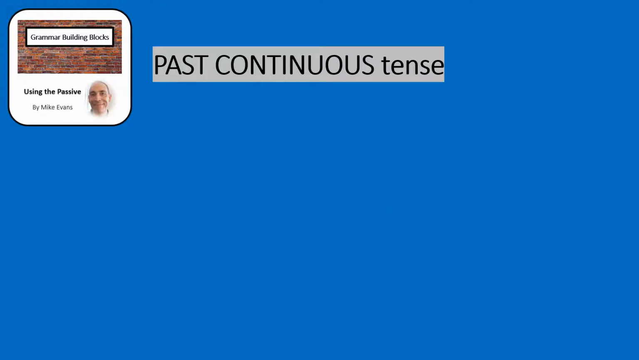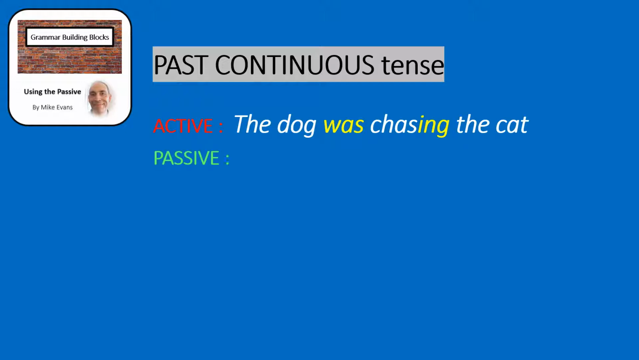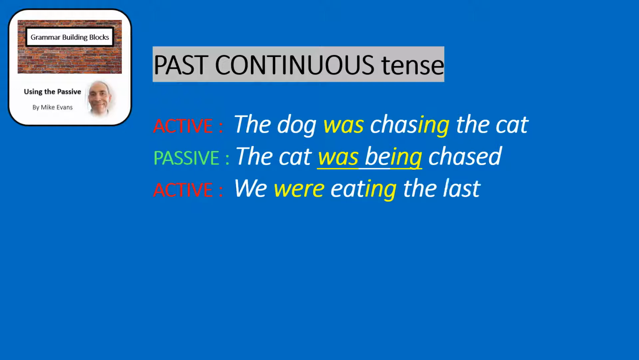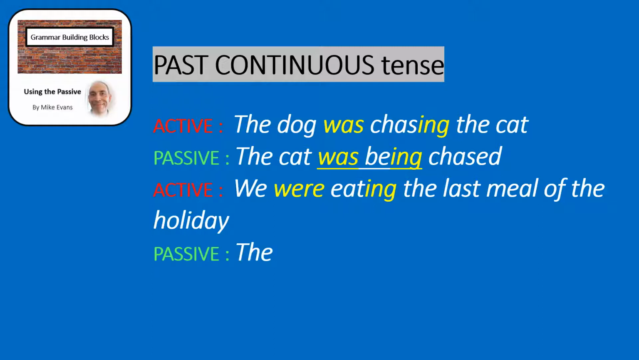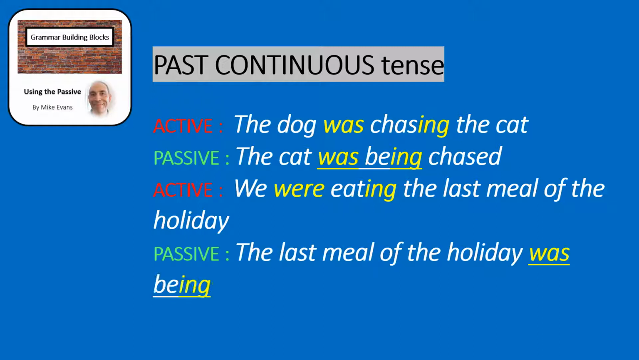And now the past continuous. The dog was chasing the cat. The cat was being chased. We were eating the last meal of the holiday. The last meal of the holiday was being eaten.